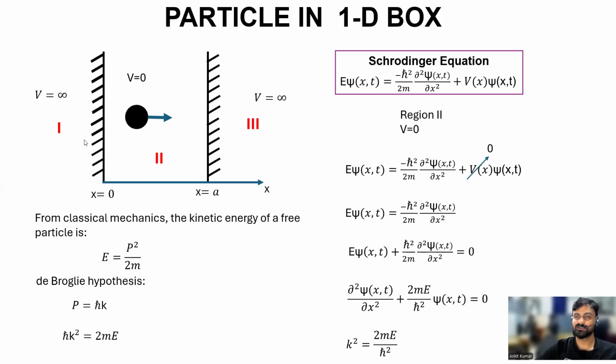So here the boundary conditions are x equals 0 and x equals a. These are the two boundaries where the probability of finding the particle is 0. The particle cannot be found at x equals 0 and x equals a. So we will use these two boundary conditions to solve this second order ordinary differential equation, and we will calculate the value of psi. So let's see how we can solve this.